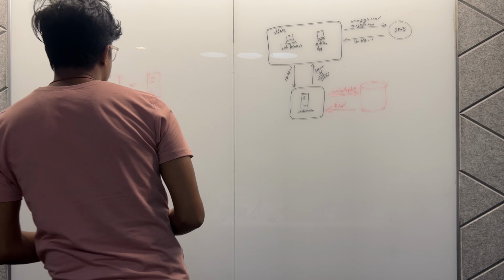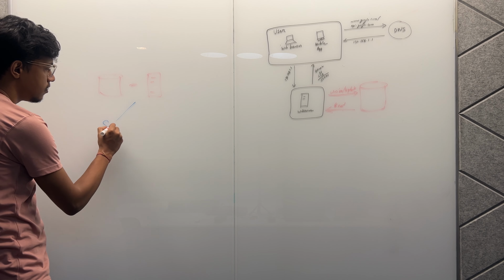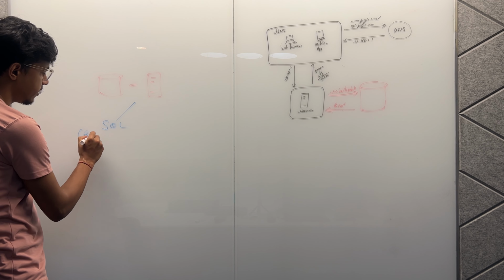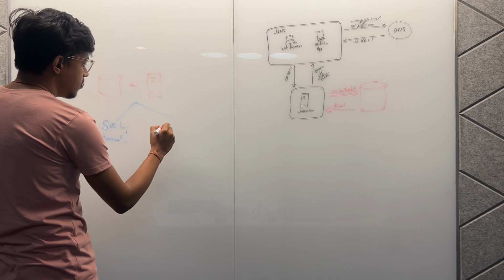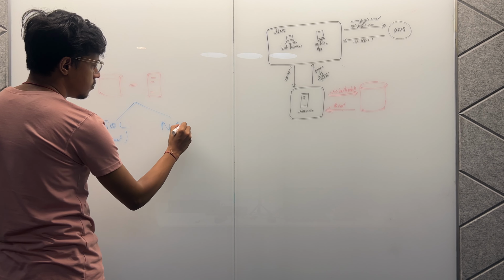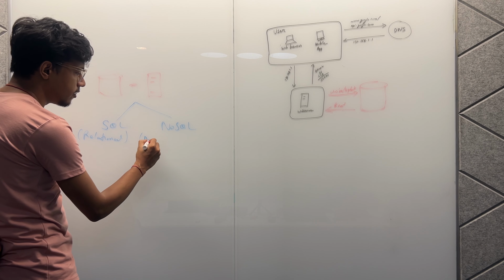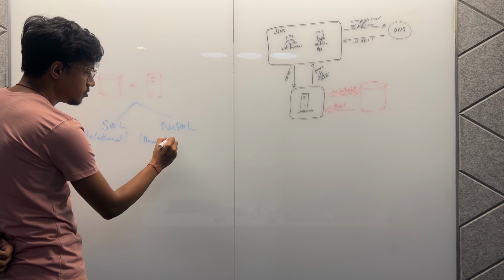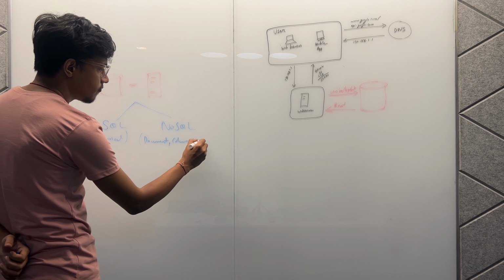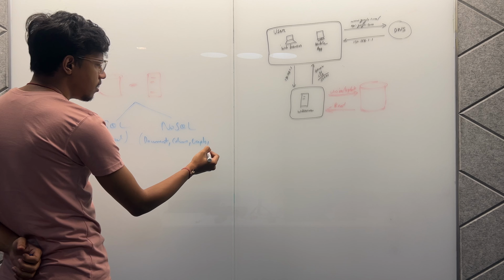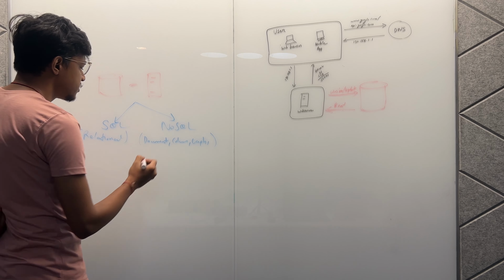So there are two kinds of databases in the market right now. We have SQL or relational databases, or we have NoSQL. And NoSQL databases can be of multiple types. They can be document databases, column databases, graph, and a lot of other types are there. So there are multiple types of NoSQL databases.